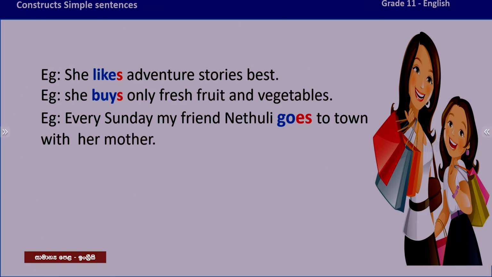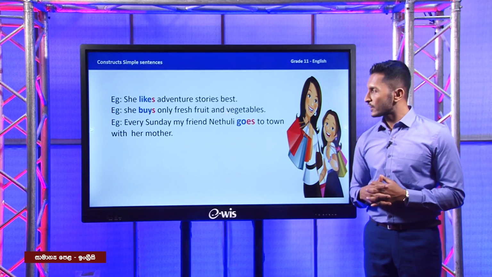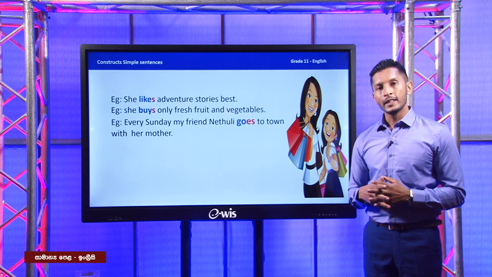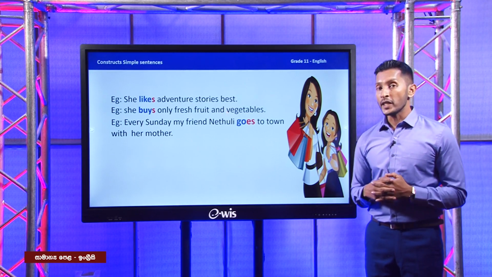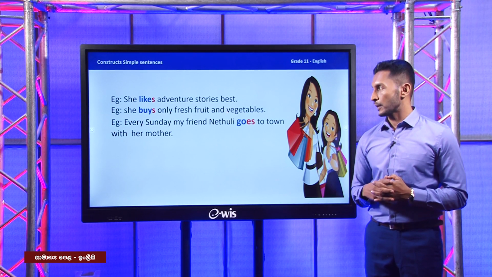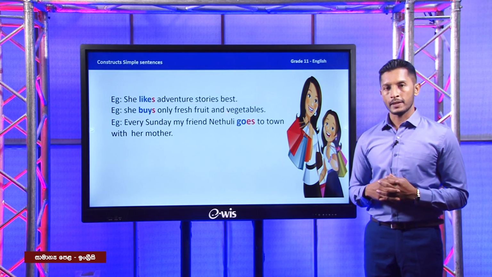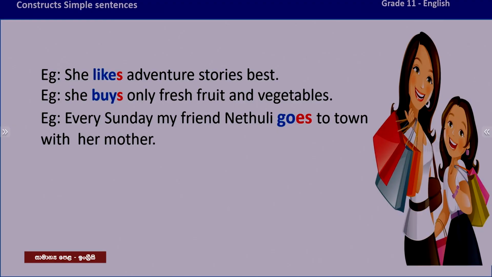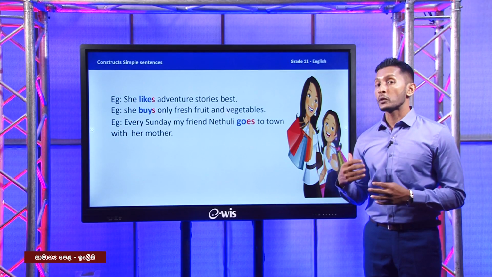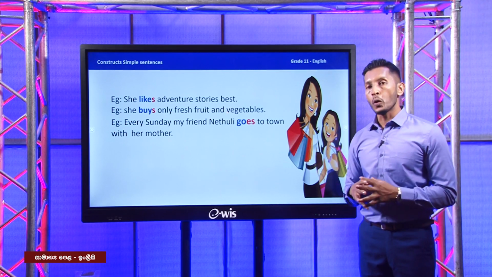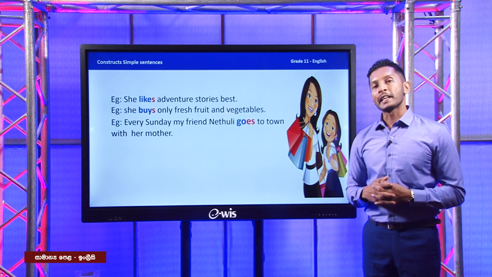You can see the same thing in the second sentence as well. She buys only fresh fruit and vegetables. Again, what is the action there? Buys. Who buys? She buys. So the subject she is singular. We have to add S to the verb. When it comes to the third sentence, every Sunday, my friend Nethuli goes to town with her mother. Again, have a look at the verb. The verb is goes. Who goes? My friend Nethuli. Again, the subject is singular. So we have to add S to the verb. Since the verb go has the letter O at the end, I have used ES.